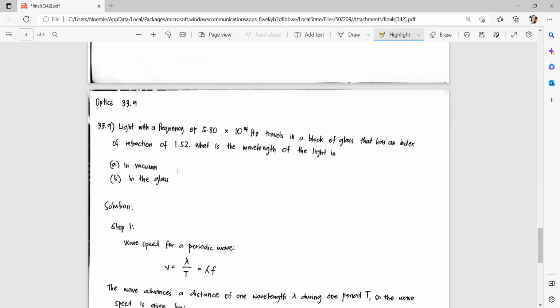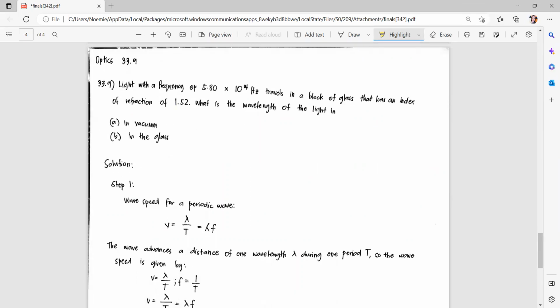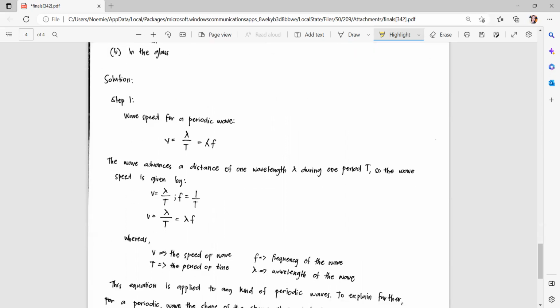So in optics, I chose problem 33.9, which is light with a frequency of 5.80 times 10 raised to 14 hertz travels in a block of glass that has an index of refraction of 1.52. What is the wavelength of the light in vacuum and in the glass? The solution: wave speed for a periodic wave is given by this equation. So we will use this equation later on.